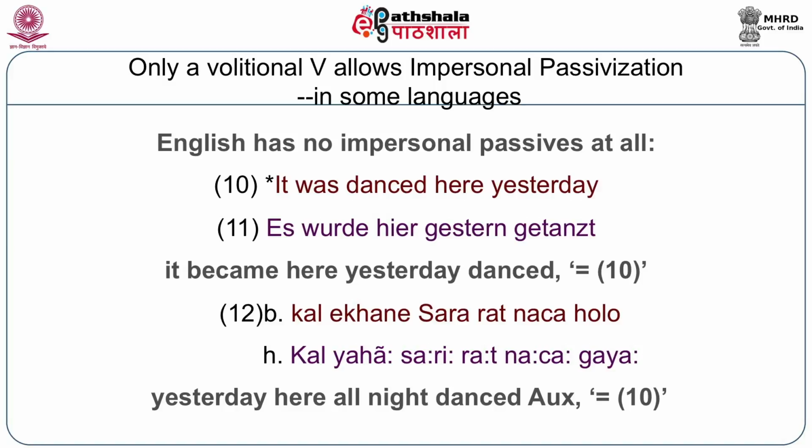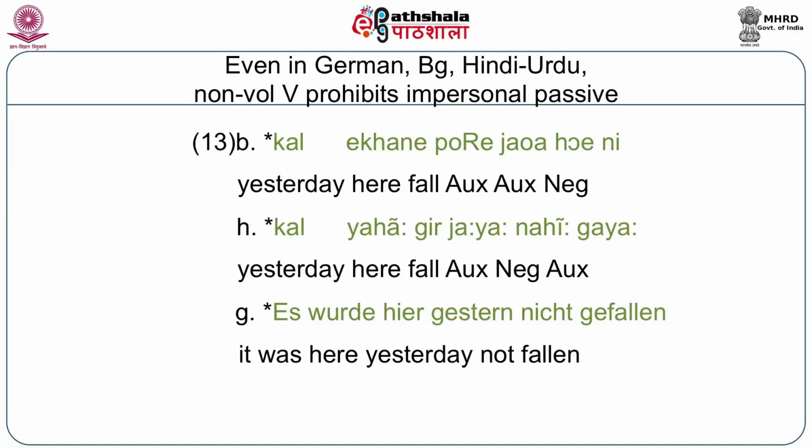English only has what is called the personal passive, where the object becomes the subject. English cannot apply passivization to a sentence that does not have an object at all. Thus, if you take a non-volitional verb such as fall, German does not allow you to say the equivalent of "it wasn't fallen here yesterday," "es wurde hier gestern nicht gefallen." Hindi does not allow you to say the same thing, "kal yahan girjana nahi hua" or "girjaya nahi gaya," whichever way you want to say the ungrammatical sentence. And Bangla does not allow you to say "kal ekhane pore jawa hoyni."